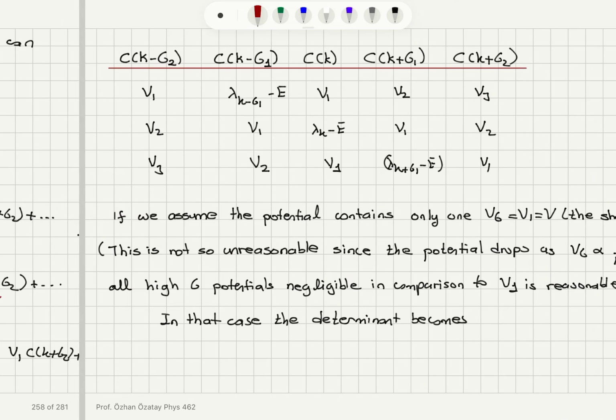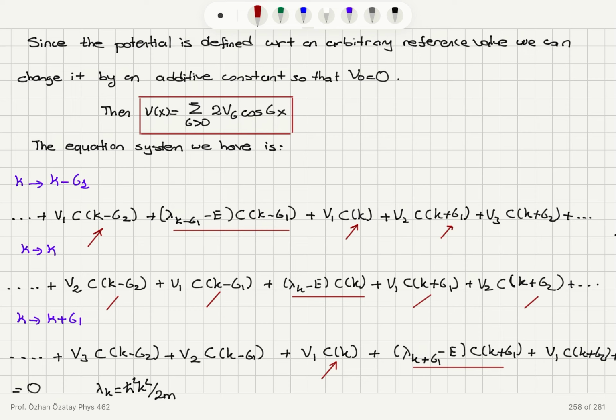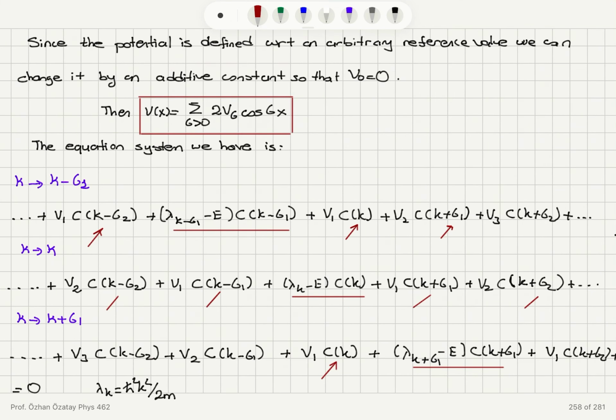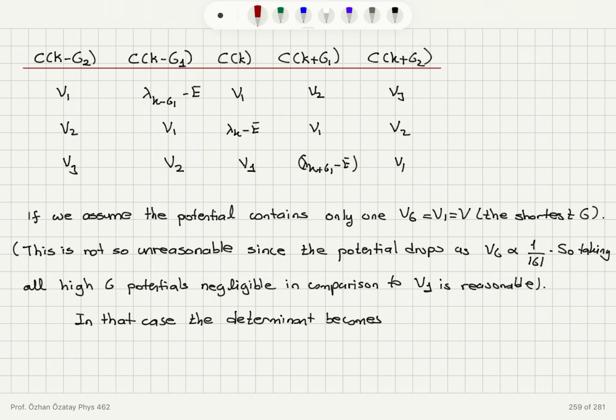And let's look at, for example, C of K coefficients. In the first equation, it is V1. In the second equation, it is lambda K minus E. In the third equation, it is V1 again. So I do this for all coefficients, and I make this table.